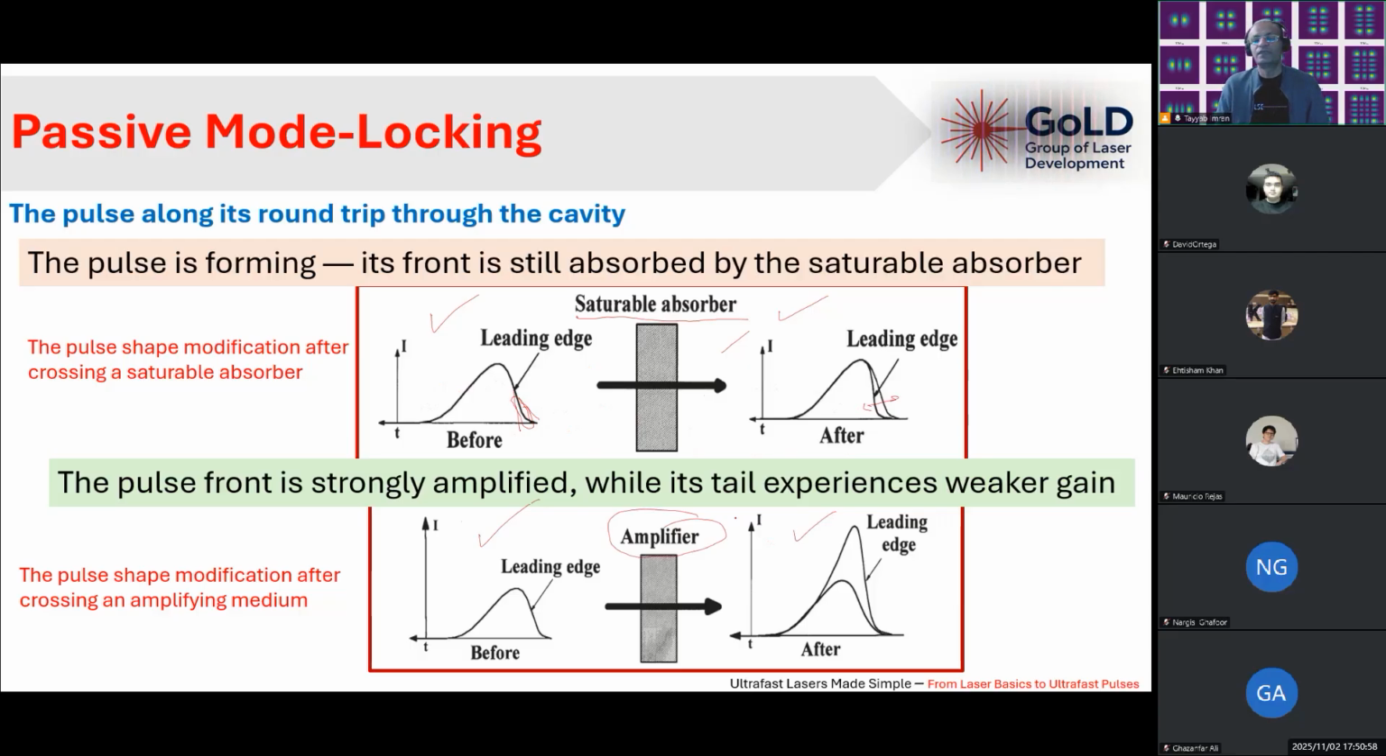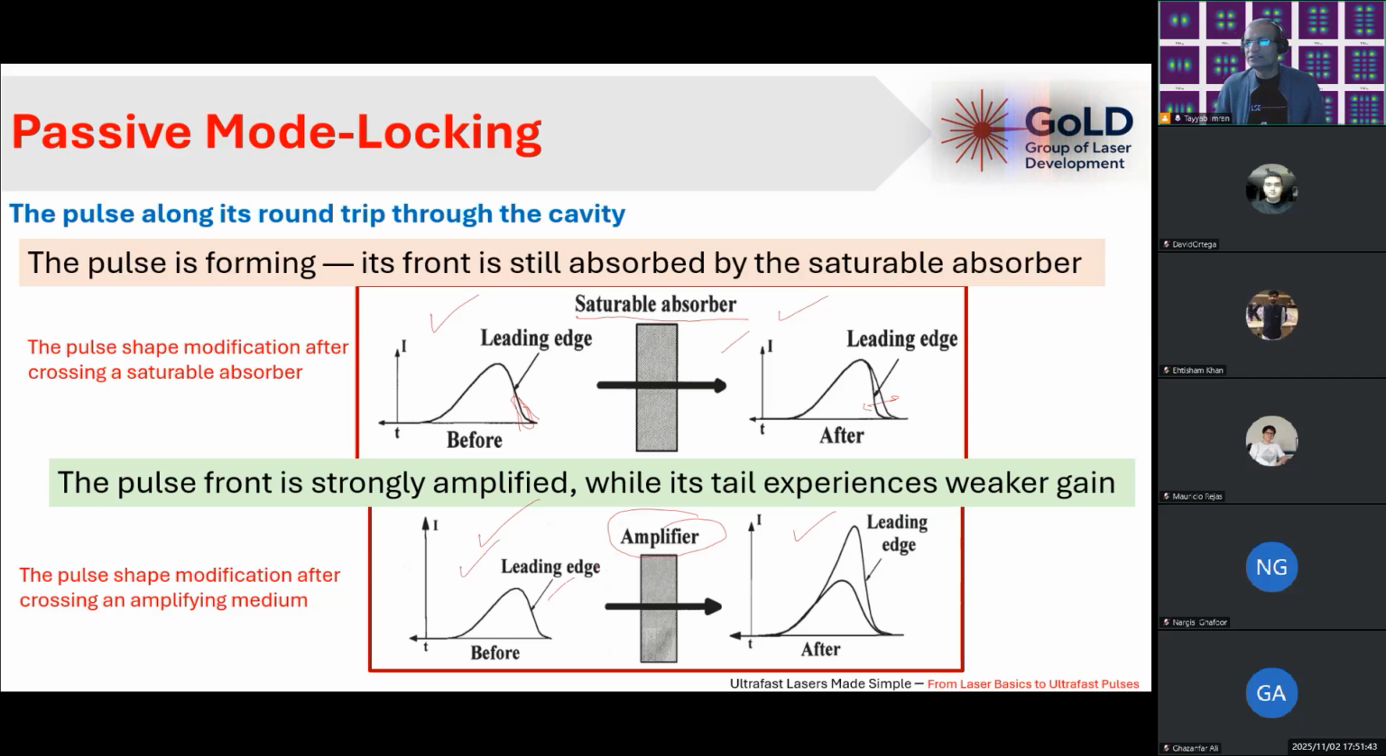And if you go down here, this is the amplifier, the gain medium, and you have the initial pulse here. What does the amplifier do? It increases the peak and amplifies the signal. This is the purpose of the amplifier. In the cavity, you have a gain medium, and the light passes through this gain medium again and again. So it's amplifying as well.